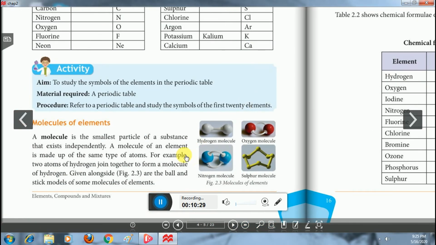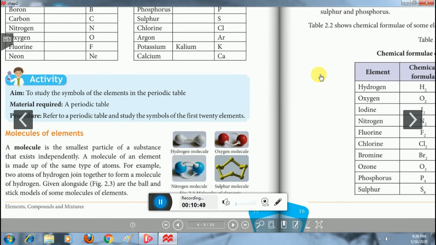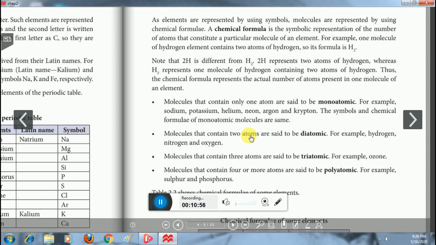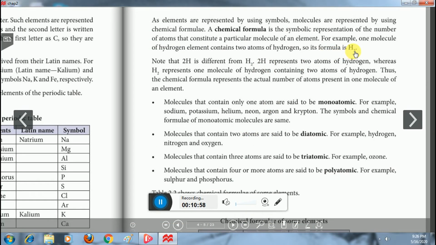Look at this. In the ball and stick model of hydrogen, one hydrogen atom is represented as one ball, another hydrogen atom is represented as another ball. There is a chemical bond between the two hydrogen atoms. So two hydrogen atoms combine to form one hydrogen molecule, and thus the chemical formula of the hydrogen molecule is H2. You can say the chemical formula of the oxygen molecule is O2. Remember, it is H2 or O2.